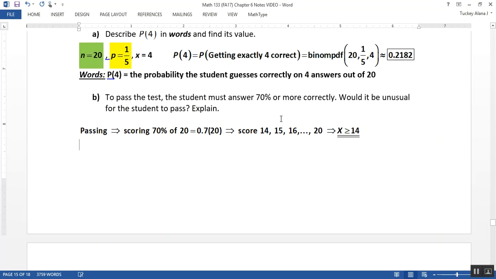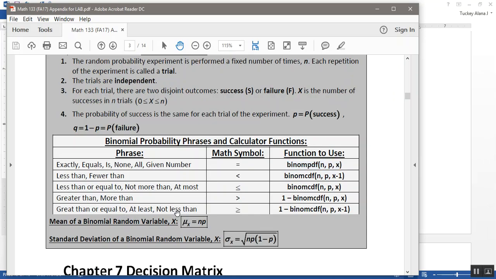And I figured it out that way because, of course, we have a table that tells us what to do when x is greater than or equal to a value. We can look at rule number 5, the 1 minus binomial CDF, n, which is 20, p, which is 1/5, and x minus 1, so I want 14 minus 1, so I want 13. So I'm using that 5th rule, that 5th line right there.